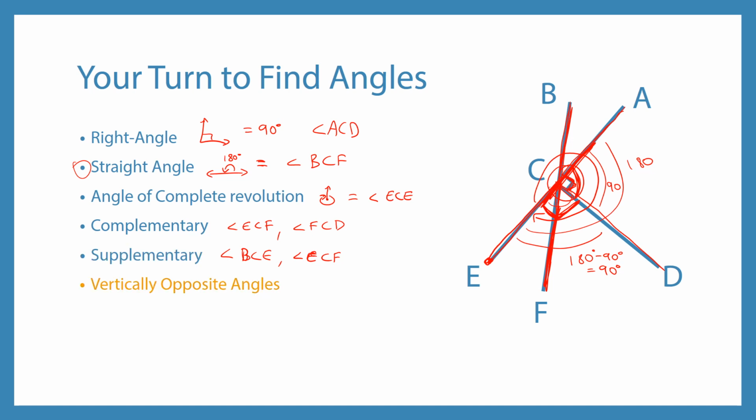And now finally, can you find a vertically opposite angle pair? Remember that vertically opposite angles are when we have two lines crossing over. They're just the two opposite angles. So it could be these two or it could be these two. In this case, we had the line BF, or BCF angle, and we had the line EA. So we're going to take the vertically opposite angles, this one and this one. So we get angle BCA and angle ECF.